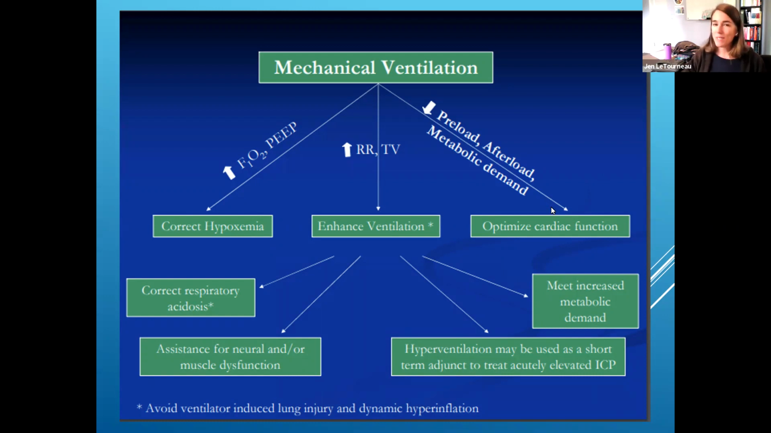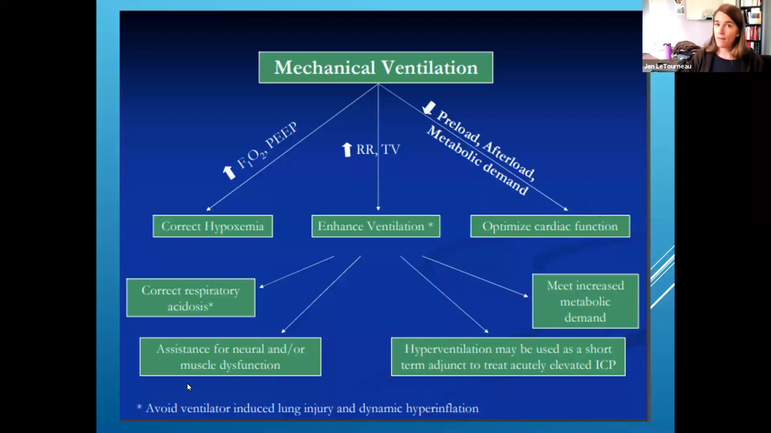I think about the people who always fool me in breathing trials are people with really, really bad mitral valve disease, because they can look really good on just a little bit of pressure support and PEEP. And then as soon as we take the tube out, they have flash pulmonary edema and we're right back to where we started. So even a little bit of pressure support and PEEP can dramatically improve afterload and preload in certain patients.